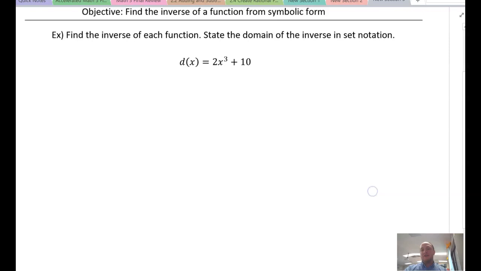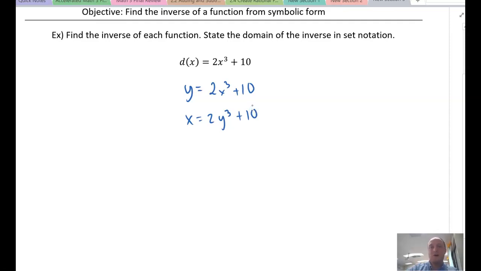Find the inverse of the function d of x is equal to 2x cubed plus 10, and we're asked to state the domain of the inverse in set notation. All right, well, I'm going to change from function notation. Y is equal to 2x cubed plus 10. Okay, now I have multivariables. How do you find the inverse? Switch your x and your y. Switch it up. So x equals 2y cubed plus 10.